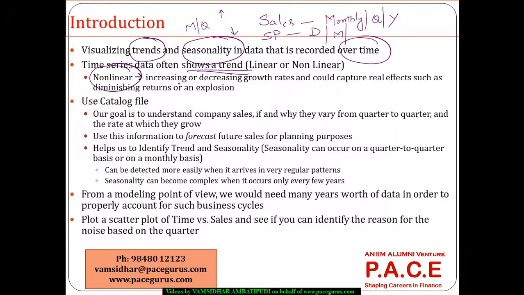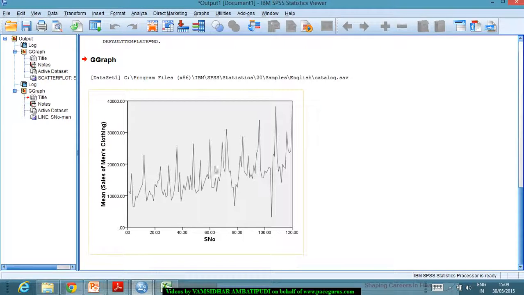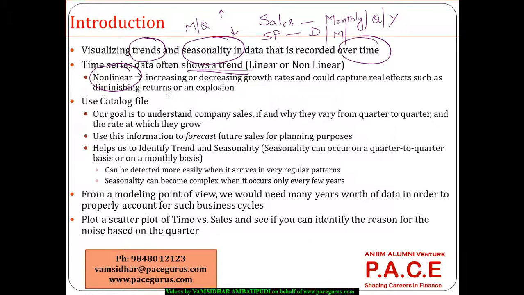In some cases, the trend could be linear growing, whereas in some cases it could be non-linear, wherein I see that the growth rates are either increasing or decreasing, or in some cases some kind of an exponential pattern can come up. Now in this data file which we are using, the catalog based data file, our goal is to understand the company sales for men's clothing or whatever it is, and if they are varying from quarter to quarter or month to month, and what is the rate at which they are growing.